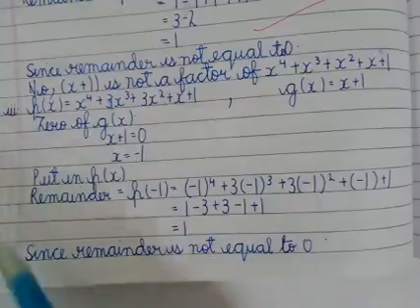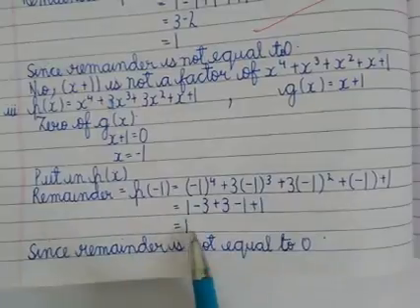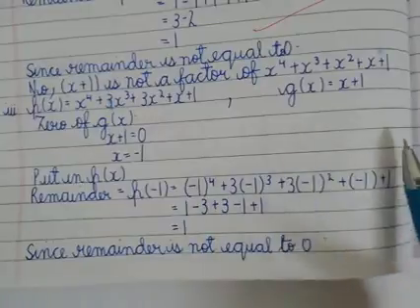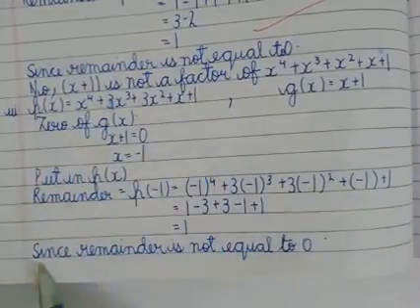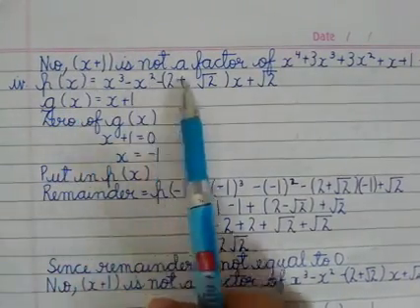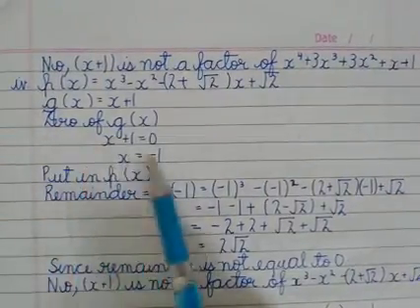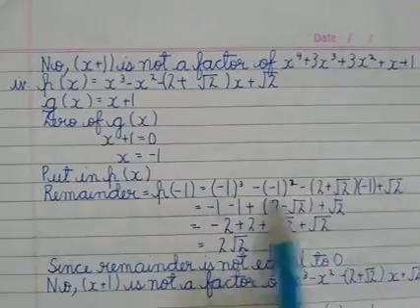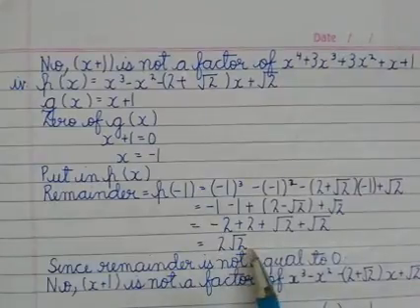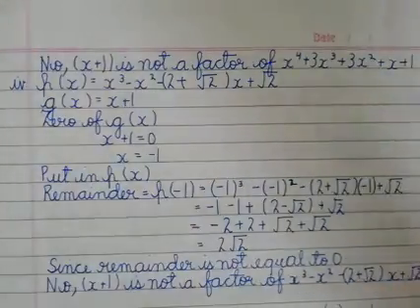There are 4 parts and in all the 4 parts we have to do the same. Here is the third part. Put the 0 of g(x) in p(x), and after solving we are getting 1, which is not equal to 0. So no, x plus 1 is not a factor of the given polynomial. Now here is the fourth part. Put the 0 of g(x) in p(x). You have to solve this yourself, and we are getting the remainder as 2 root 2, which is not 0. Since the remainder is not equal to 0, no, x plus 1 is not a factor of the given polynomial.